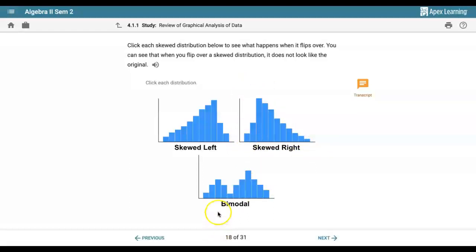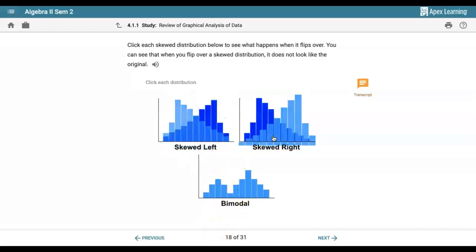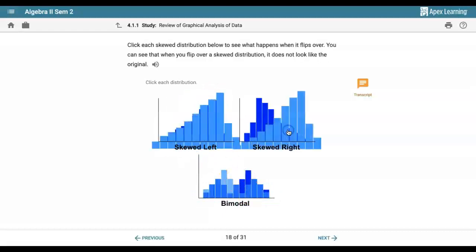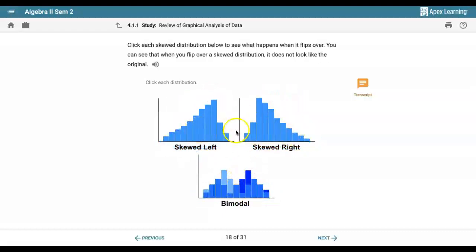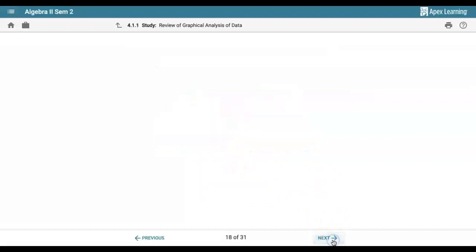And then if we look down here, we have a bimodal, which has our 2 peaks. Obviously if I flip these graphs over, we're going to notice they don't match up as nicely. So these would not be equally distributed. Those are our skewed graphs. They're not equally distributed.